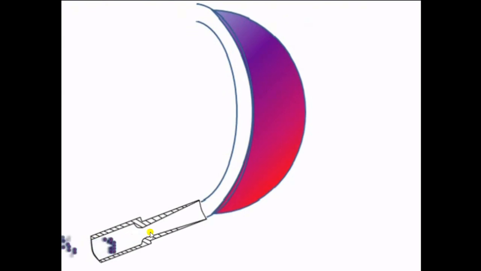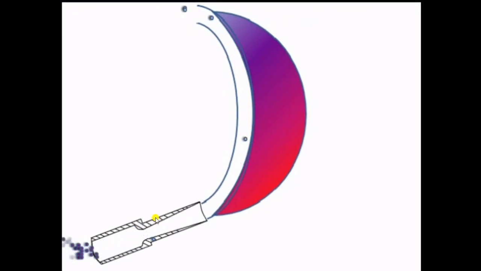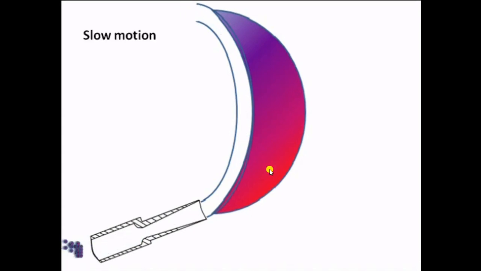as the fluid comes out of the nozzle and flows over the curved vane, it is gliding over the curved vane. If the same is shown in slow motion, you can see there is centrifugal force exerted by the fluid on the curved vane.